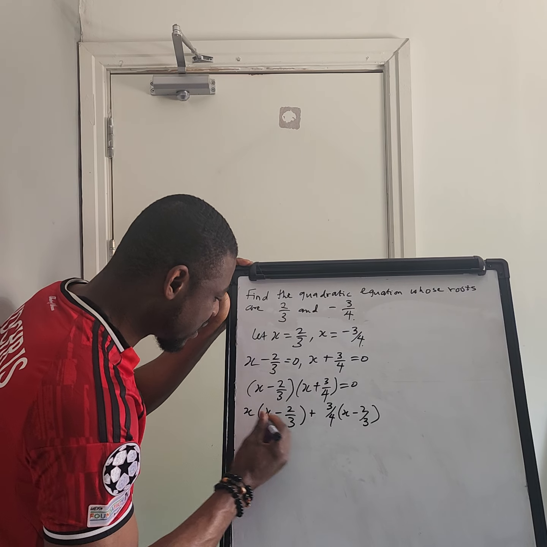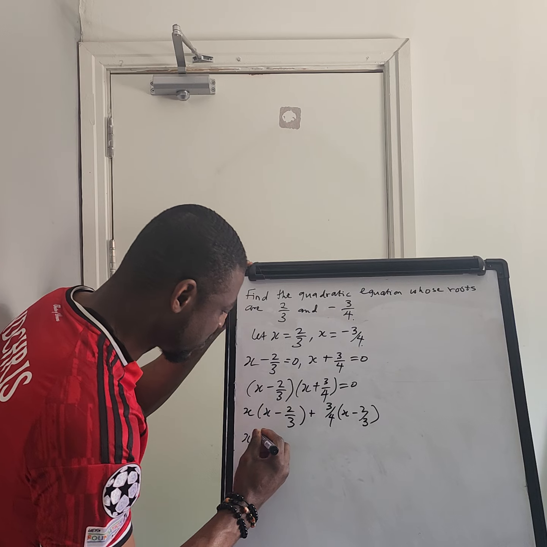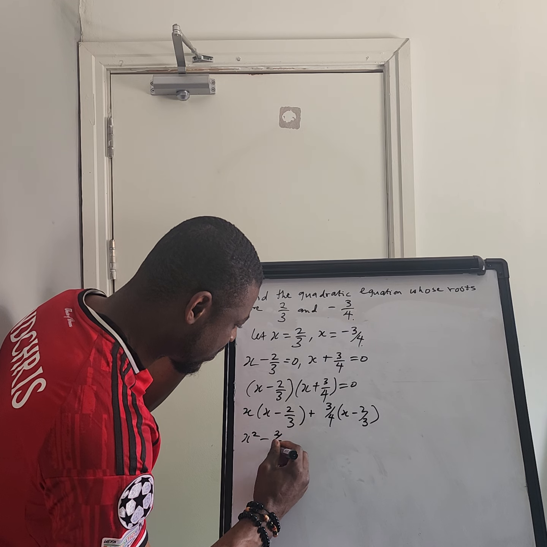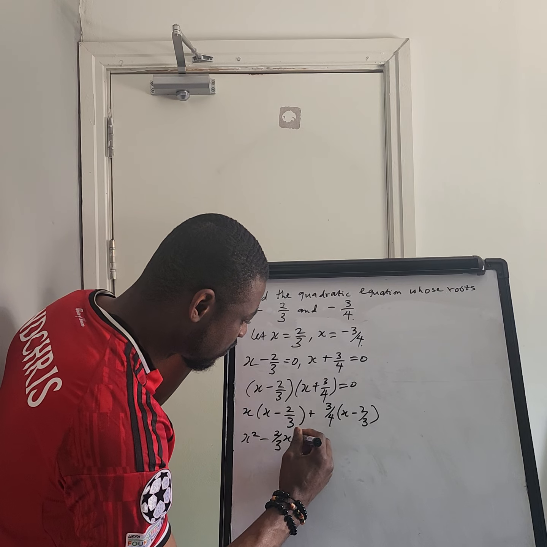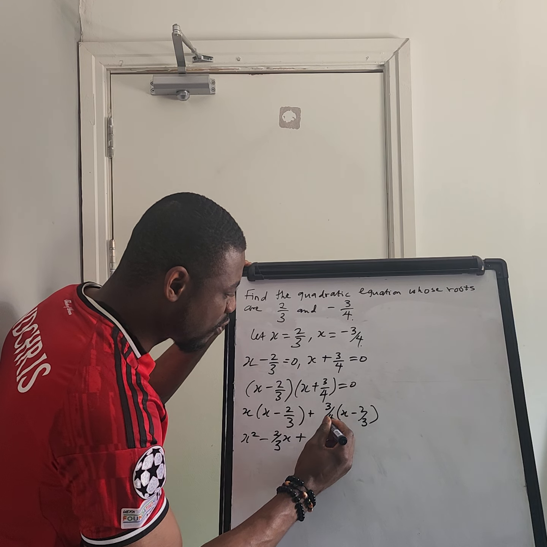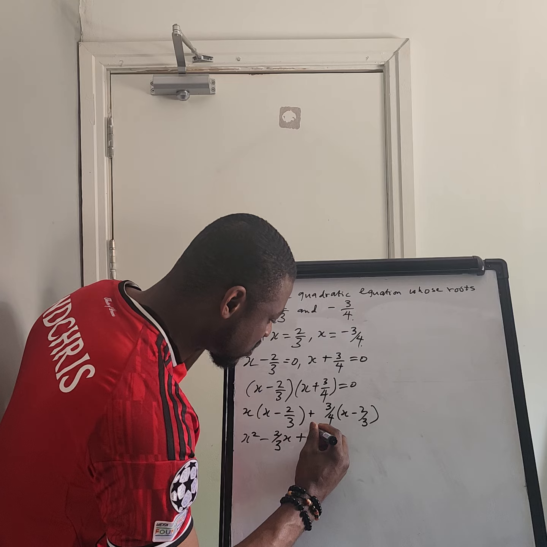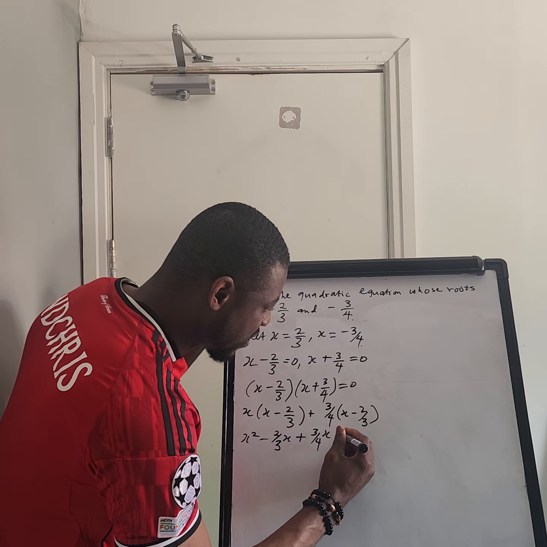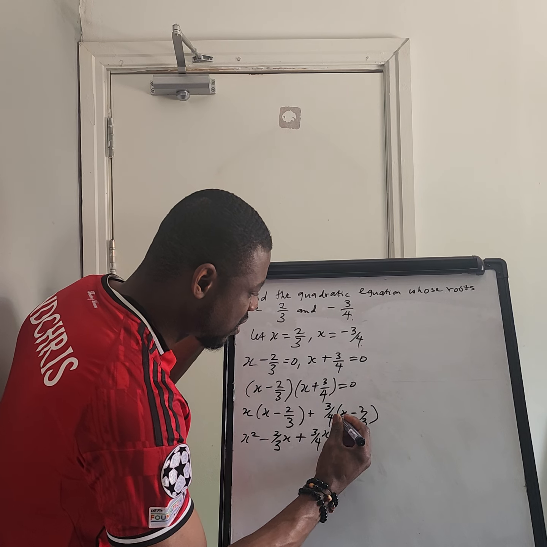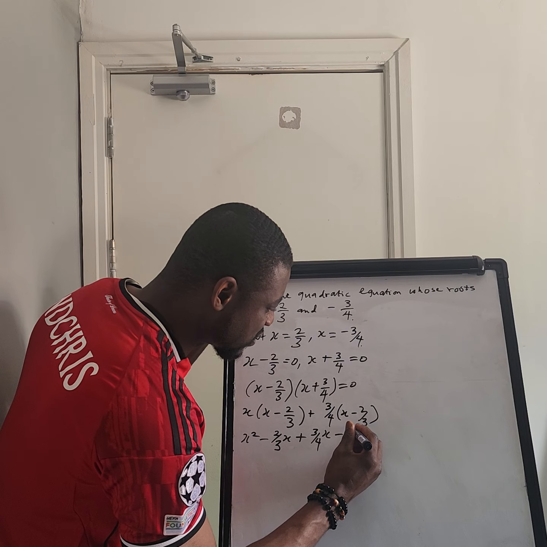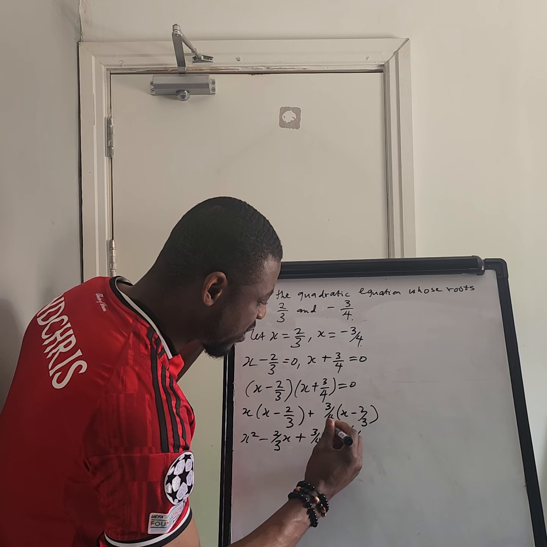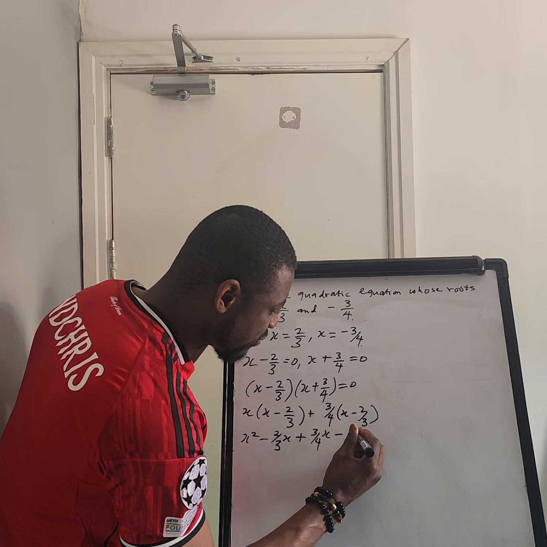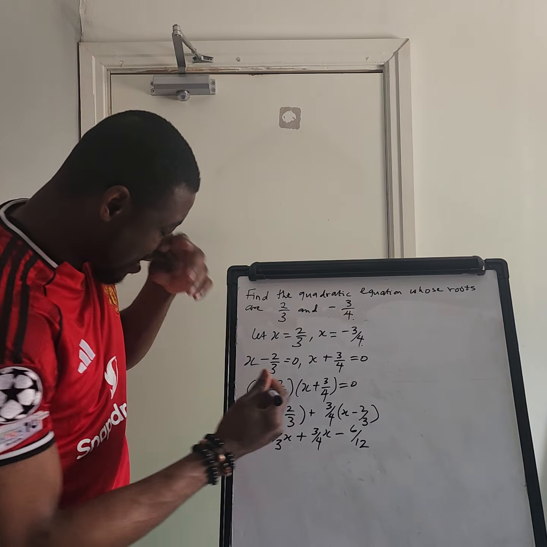Let us multiply out. x times x is x squared. x times minus 2 all over 3 will give us minus 2 all over 3x. Plus 3 all over 4 multiplied by x will give us 3 all over 4x. And then we have minus 3 times 2, which will give us 6, all over 4 times 3, which will give us 12. So this is what we have.